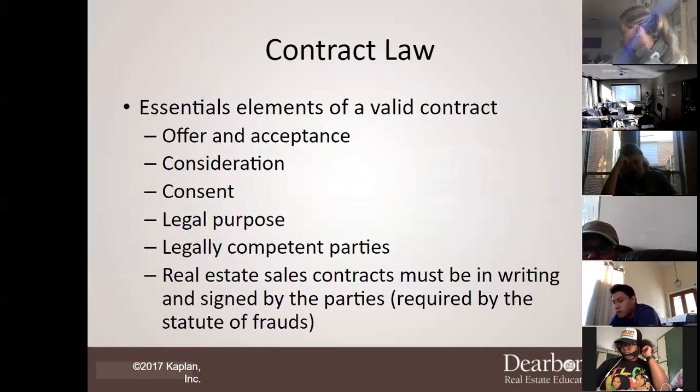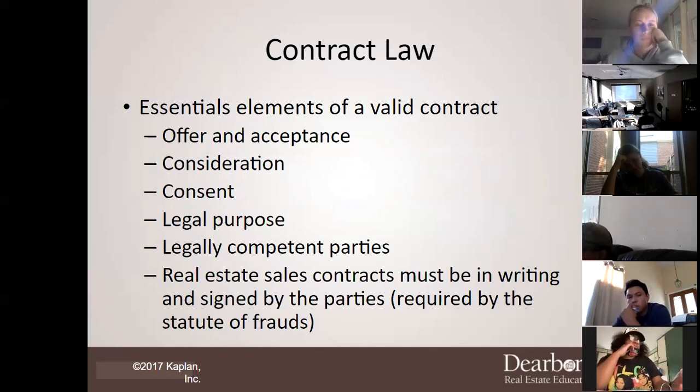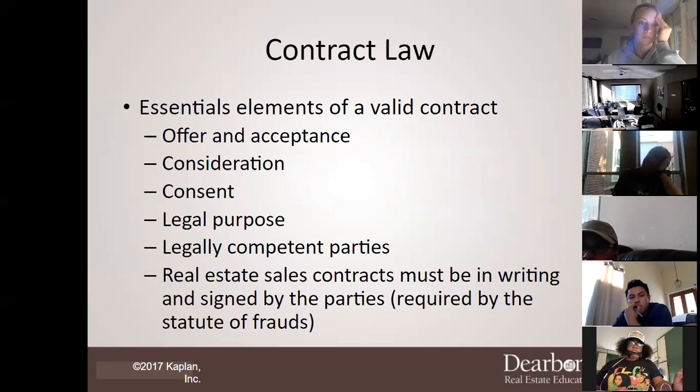Okay, so now we're getting to the essential elements of a valid contract. There's going to be offer and acceptance. That would be the first thing you would have to have. The buyer will have to make an offer, and the seller will have to accept that. And then there's consideration, and that could be anything of value. It doesn't have to be just money.